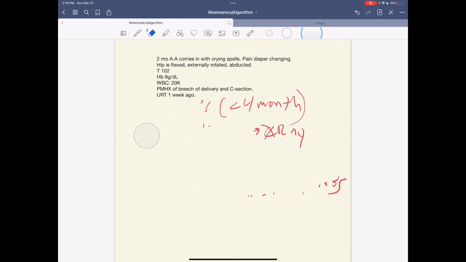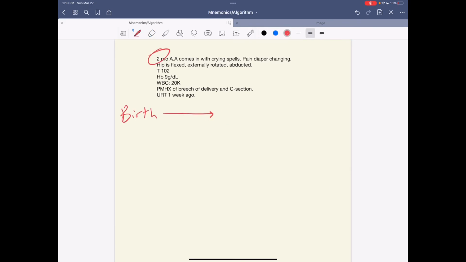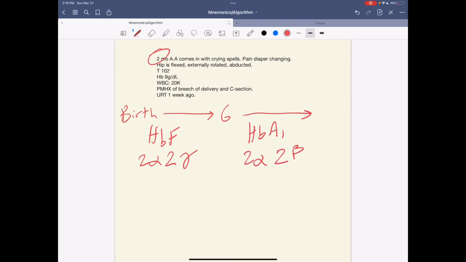And then obviously let's talk a little bit about sickle cell disease because I mentioned it. From 2 to 6 months and onwards, what's the hemoglobin? Hemoglobin F. This has 2 alpha and 2 gamma chains. From 6 months onward, you have hemoglobin A1, which is 2 alpha and 2 beta.